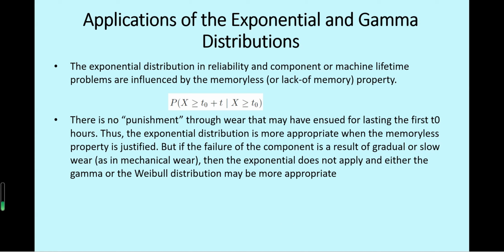But if this kind of thing is not justified, you cannot use the exponential distribution. You have to use other distributions like gamma, with alpha not equal to 1, and another distribution called the Weibull distribution, which we will talk about later.